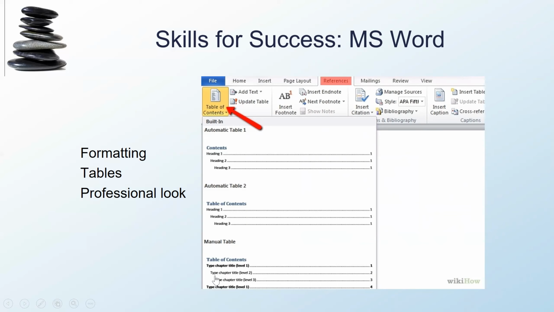But the other thing that we're going to spend a lot of time talking about is making sure that you have a professional look to your whole paper. And that is with the formatting of tables and images and charts and graphs, that they're going to look great. And we'll get to charts and graphs in the next one.